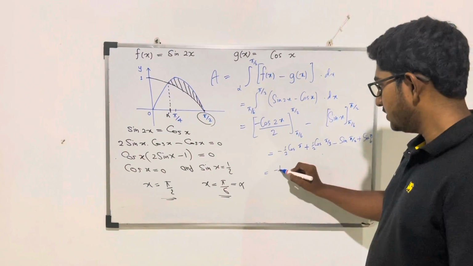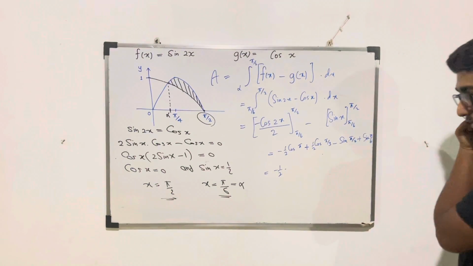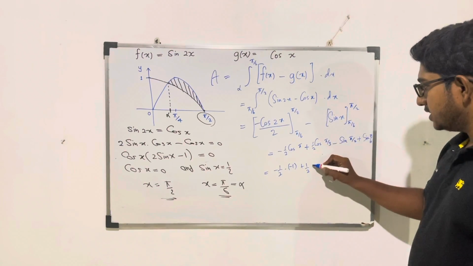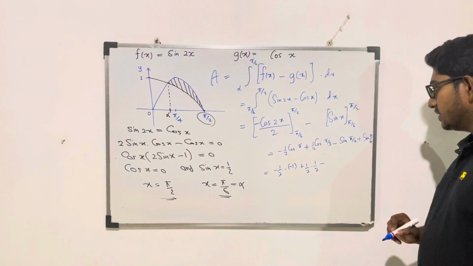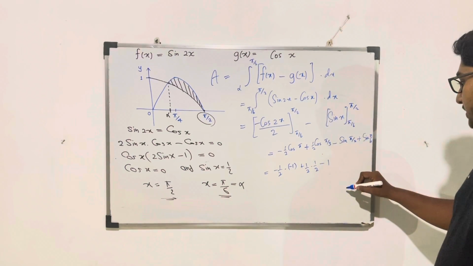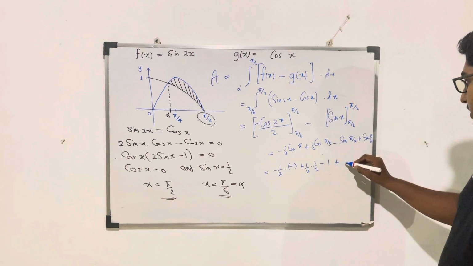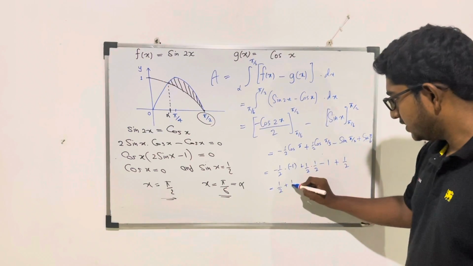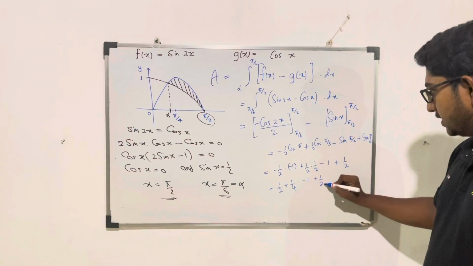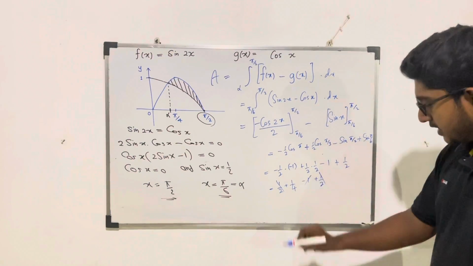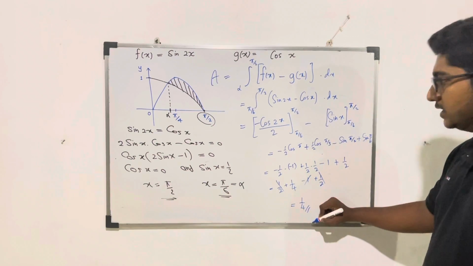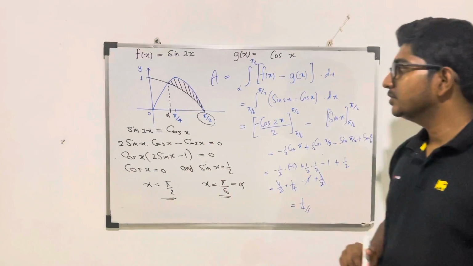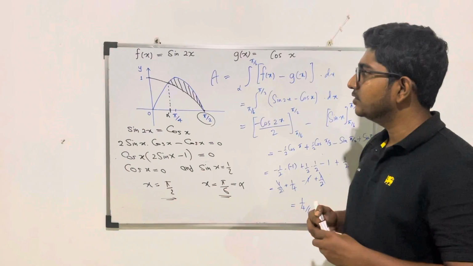So what is cos pi? Cos 180, which is minus 1, plus half into, this is 60, cos 60 is half. Then sin 90 is 1. Sin 30 is half. Here we have plus half, here we have 1/4, minus 1, it's again half. Half plus half, 1, gets cancelled with minus 1, answer is 1/4. So this is the area bounded by f of x, g of x within the range 0 to 90.